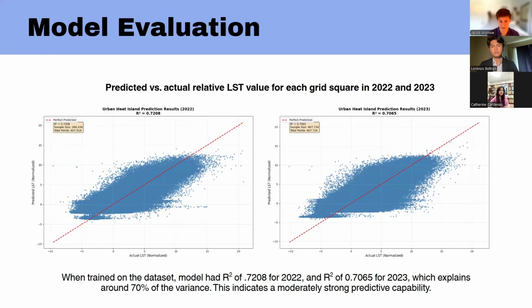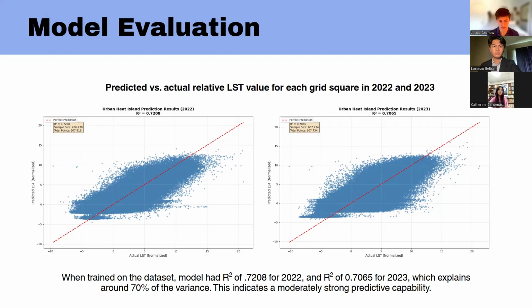The model evaluated the expected relative LST value for each grid square in 2022 and 2023. As you can see, the model had an R-squared of 0.72 for 2022 and an R-squared of 0.71 for 2023, which is around 70% of the variance, indicating a moderately strong predictive capability. The root mean squared error, or RMSE, for each of these years hovered around 2, meaning that the model's predictions were within 2 degrees Celsius of the real value.